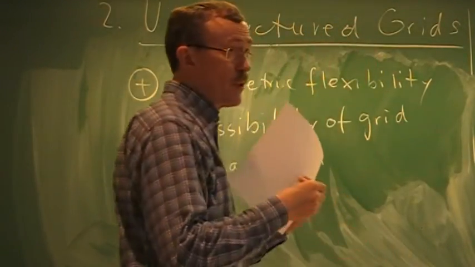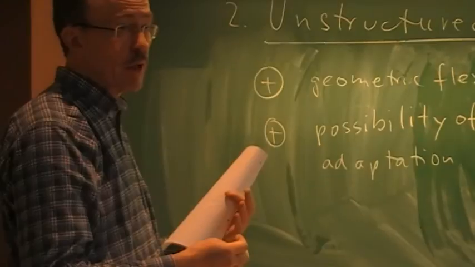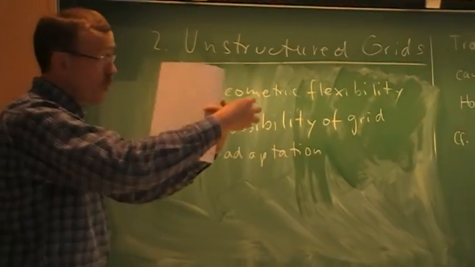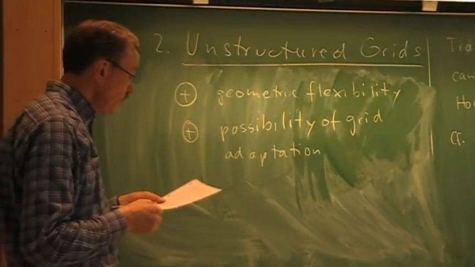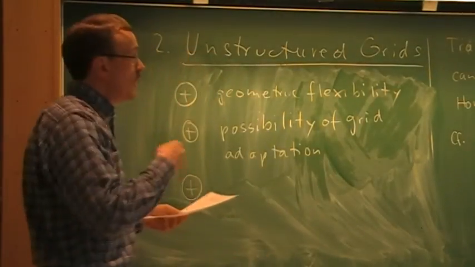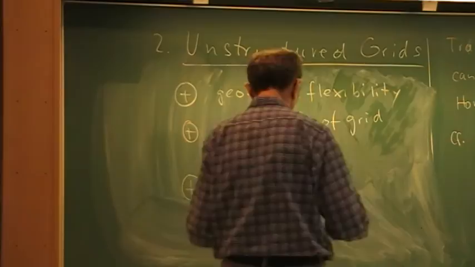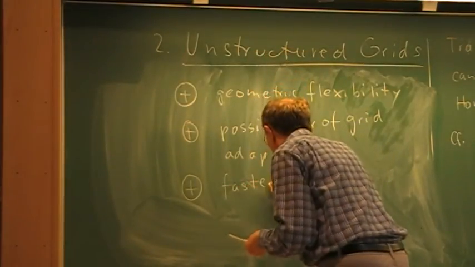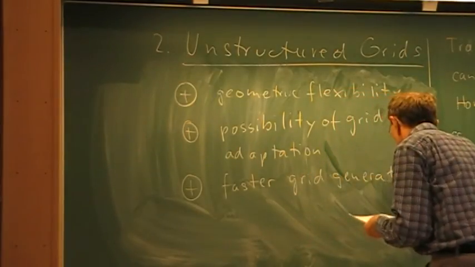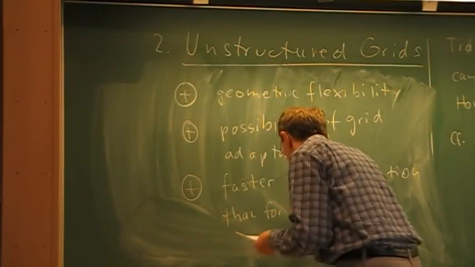Or if we have an unsteady problem where a shock is propagating, for example, then we can follow that shock and have good resolution around the shock. And when we don't need the resolution, we can get rid of that, and then we put the points where we really need them. And the other advantage, that is the advantage that has made it now prevail, is that it's much faster than using multi-block grid generation. Faster grid generation than for structured grids.